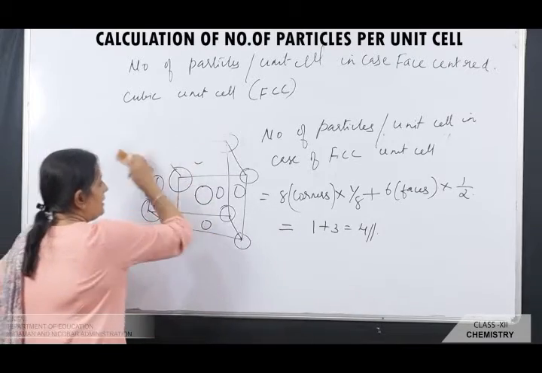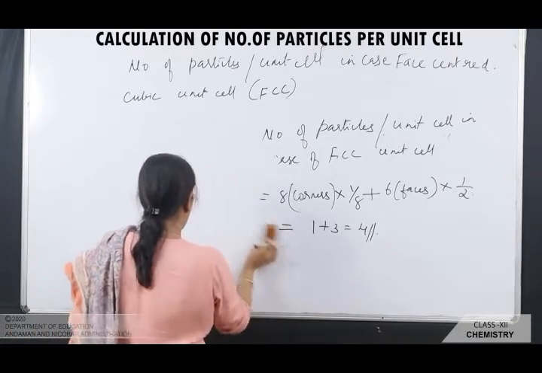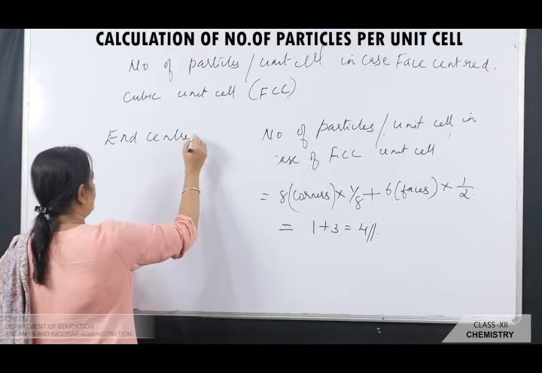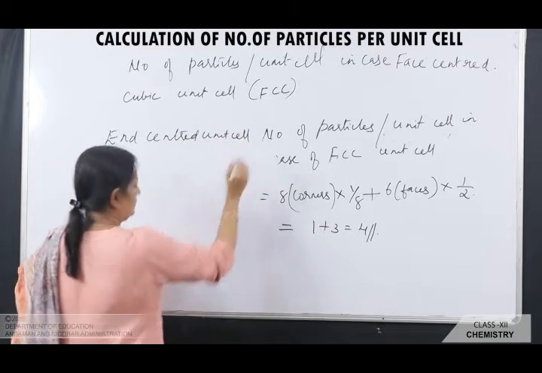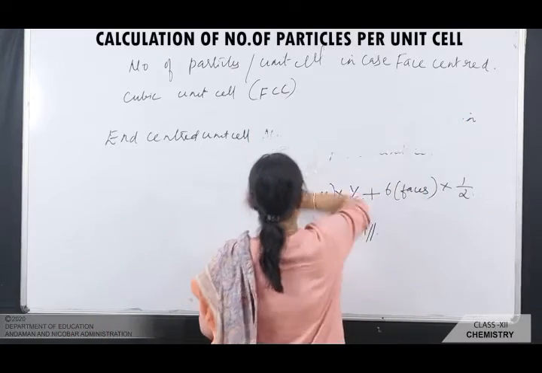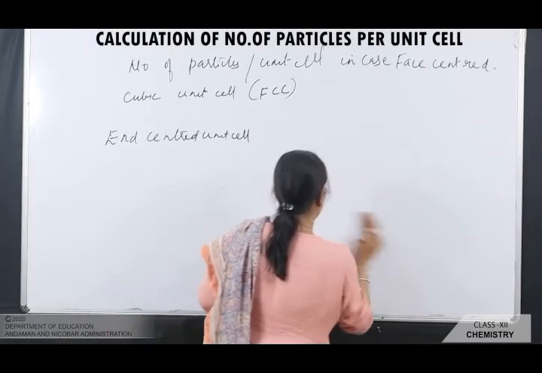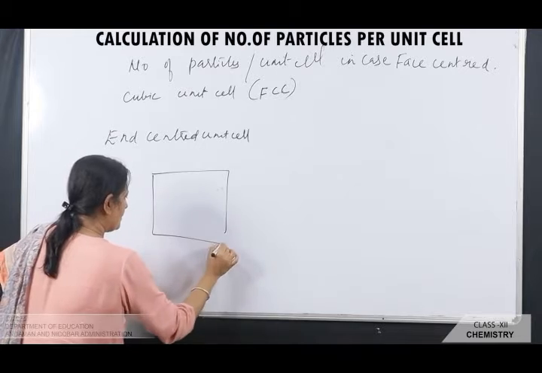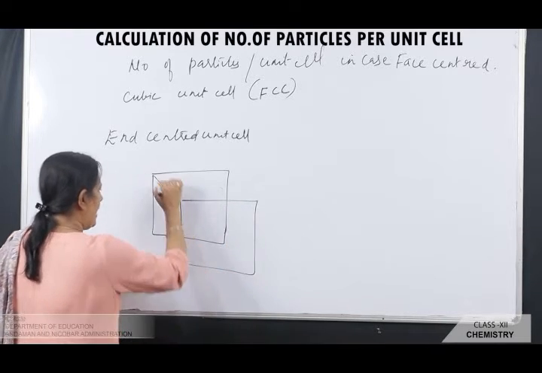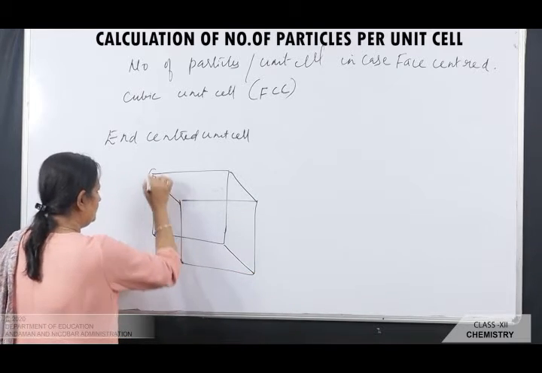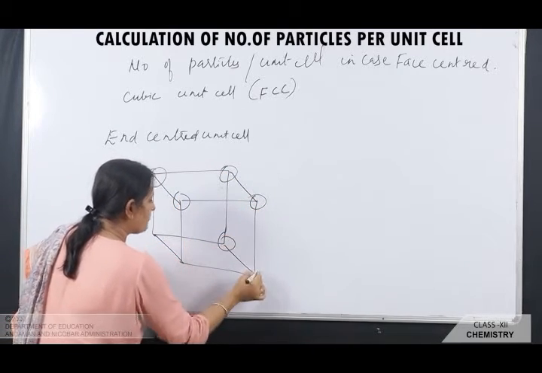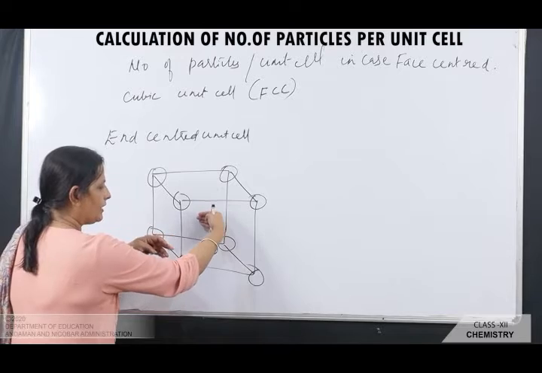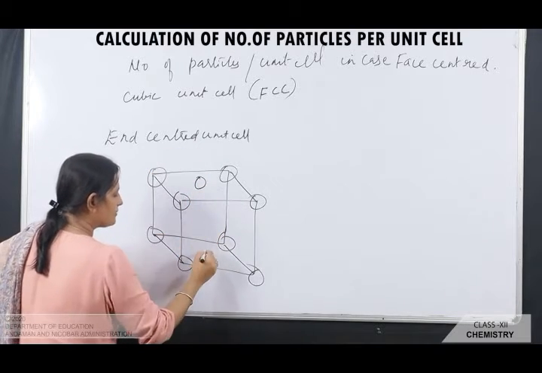Now next one is end-centered unit cell. What is an end-centered unit cell? So in case of an end-centered unit cell, the particles will be present at the corners and any 2 alternate faces. If it is present here, then it will be present here. If it is present here, here. Either here and then behind. So any 2 opposite faces will be occupied.